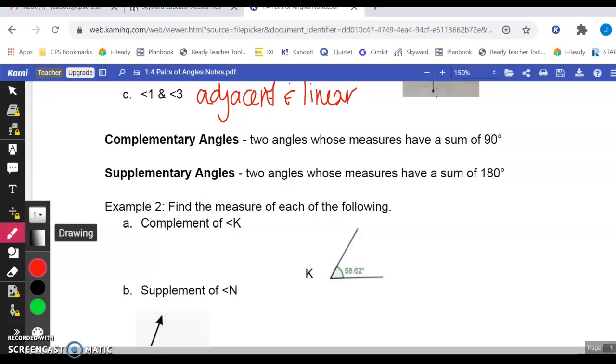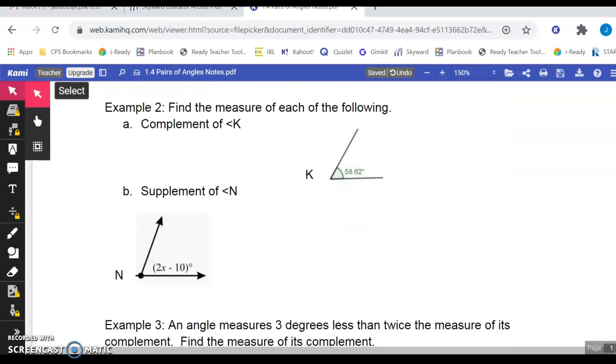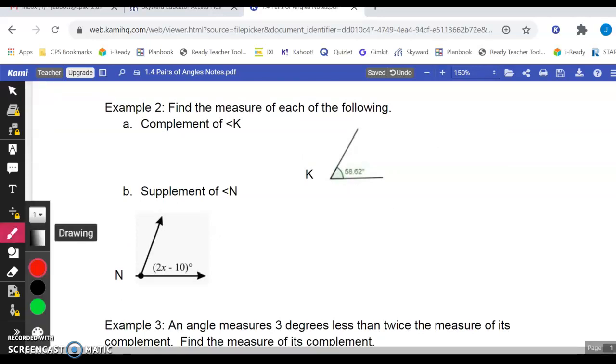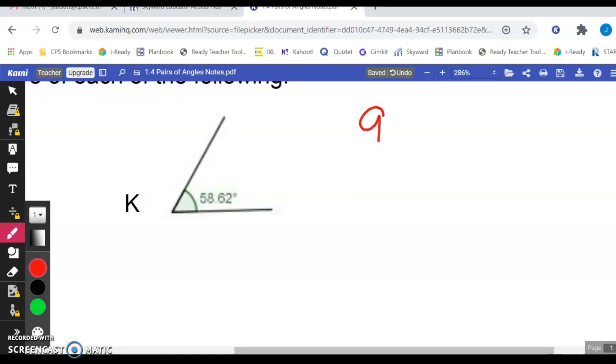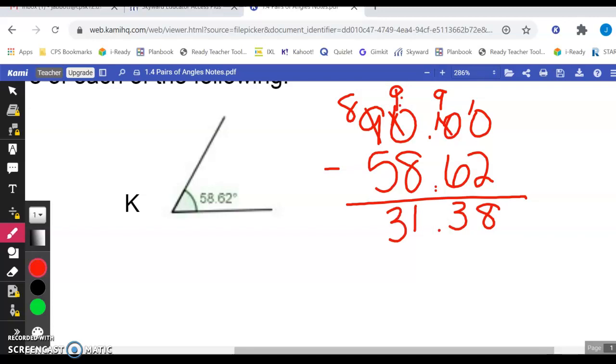Example 2 says, find the measure of each of the following. The first one is the complement of K. If it's complementary to K, it's going to make a 90-degree angle. So we are going to have to do 90 minus the 58.62. When we do that, we get 31.38. So the complementary angle to angle K would be 31.38 degrees.